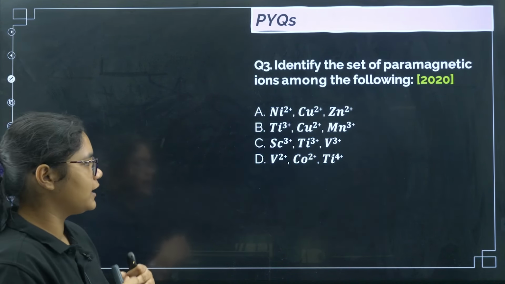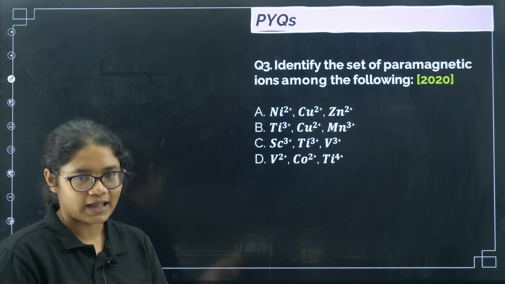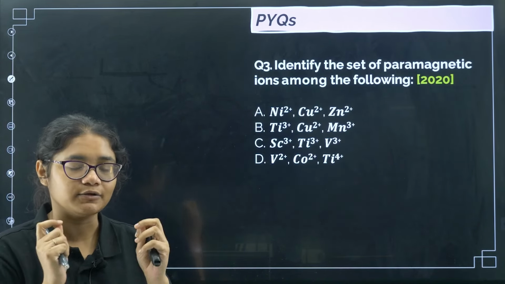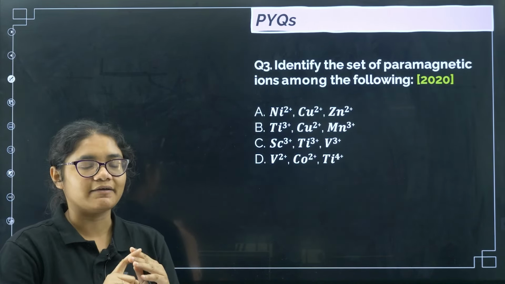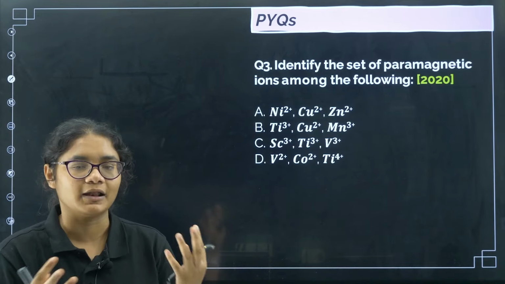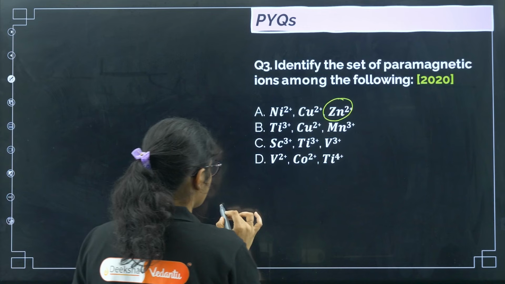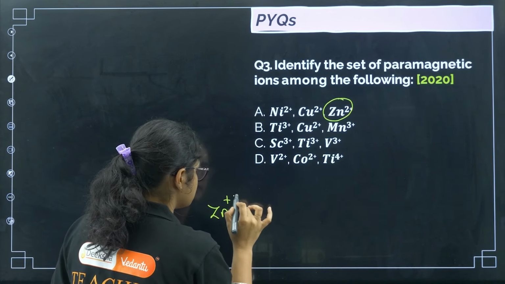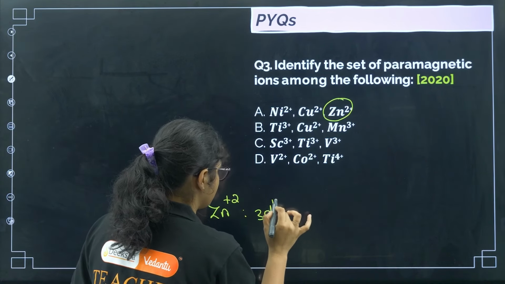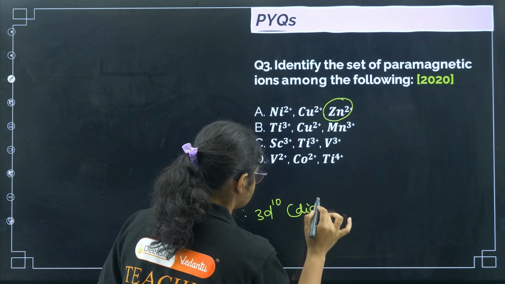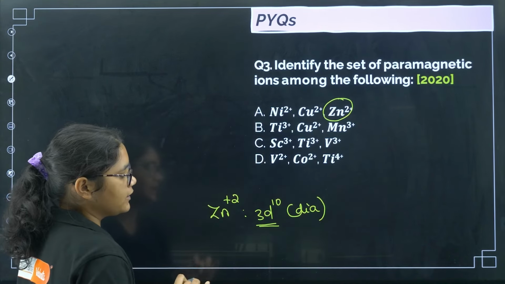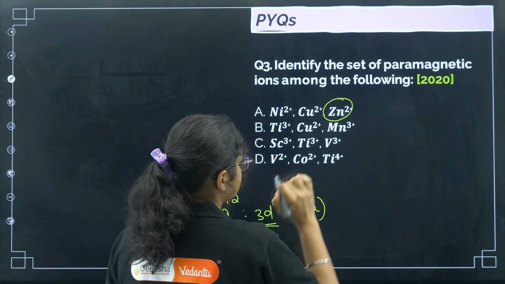Next, identify the set of paramagnetic ions in the following. If you identify the set of paramagnetic ions, you have to write the electronic configuration and see which option has all the elements having some unpaired electrons. So for Zn2+, I just discussed, the electronic configuration is 3d10 and it is diamagnetic because all the 10 d orbitals are fully filled. So I can eliminate this option.